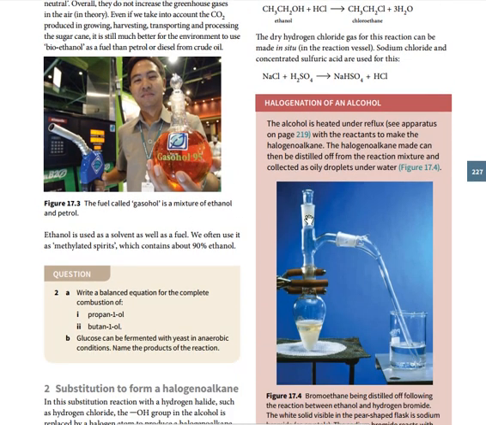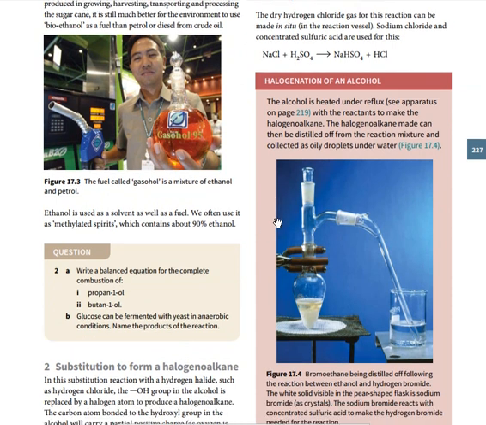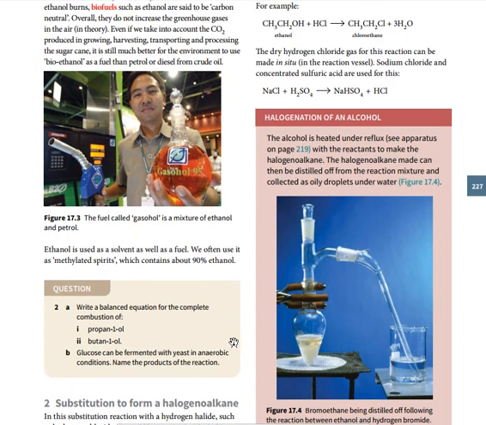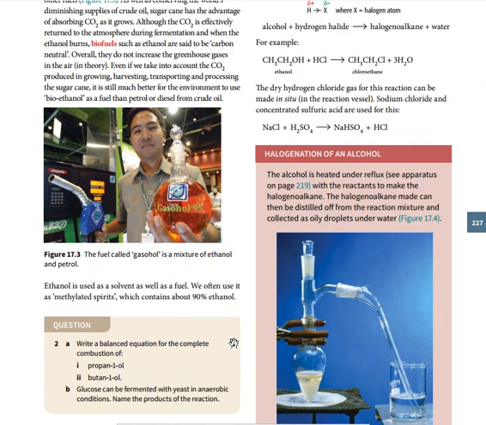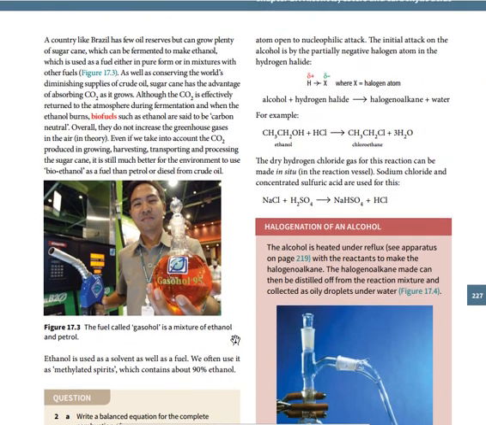The next reaction is substitution to form a halogenoalkane. When an alcohol reacts with a hydrogen halide, like hydrogen chloride, hydrogen bromide, or hydrogen fluoride, the reaction produces halogenoalkanes. So ethanol plus hydrochloric acid is going to produce chloroethane. That's the reaction.